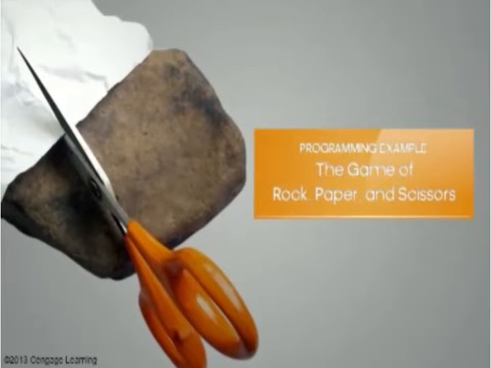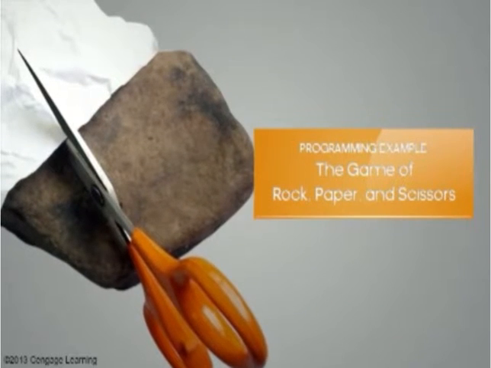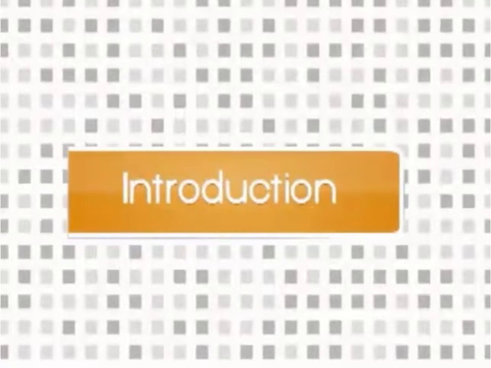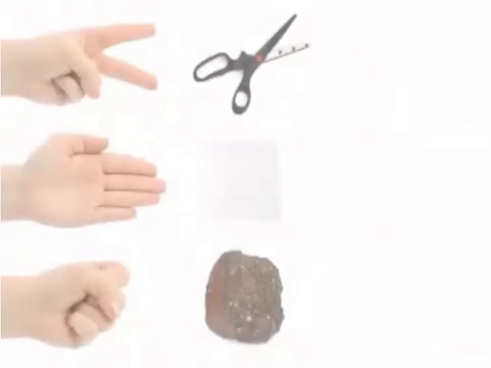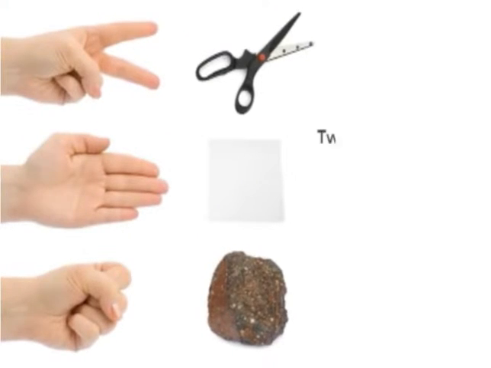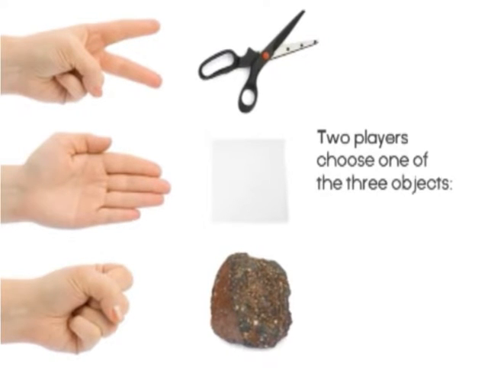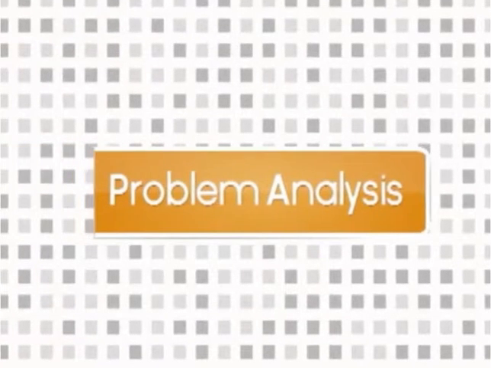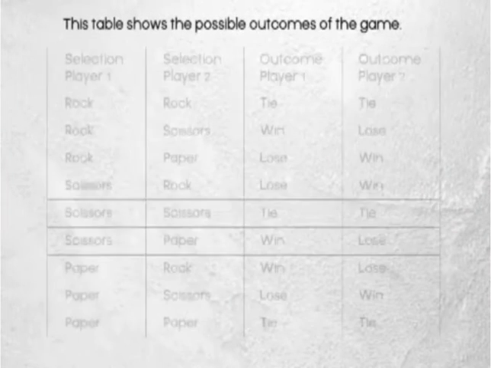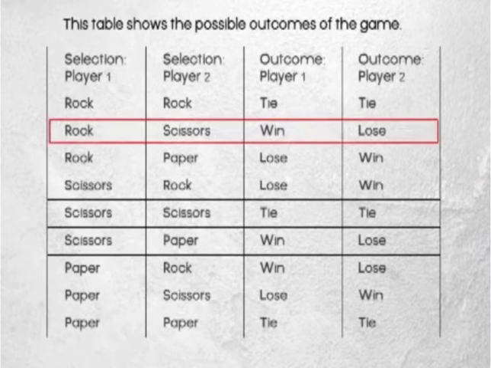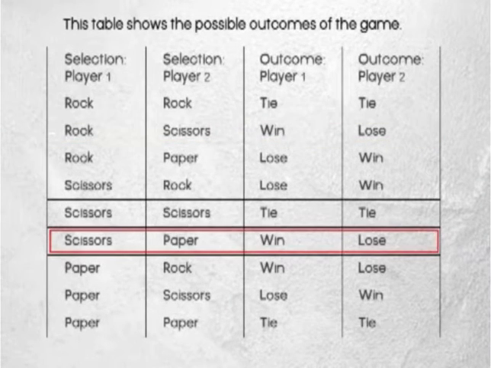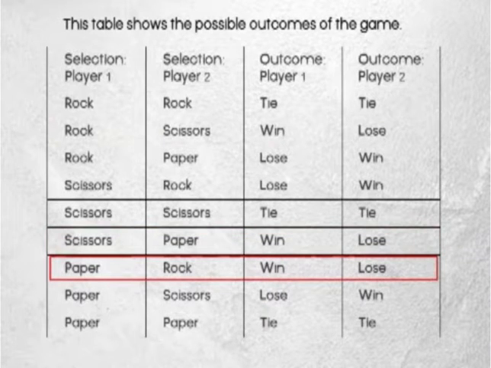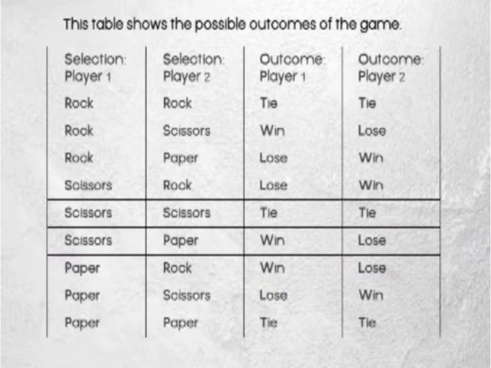Programming example, the game of rock, paper, and scissors. This game has 2 players. Each player must choose one of the 3 objects, rock, paper, or scissors. This table shows the possible outcomes of the game: rock beats scissors, scissors beats paper, and paper beats rock. You must write an interactive program that allows 2 people to play this game.